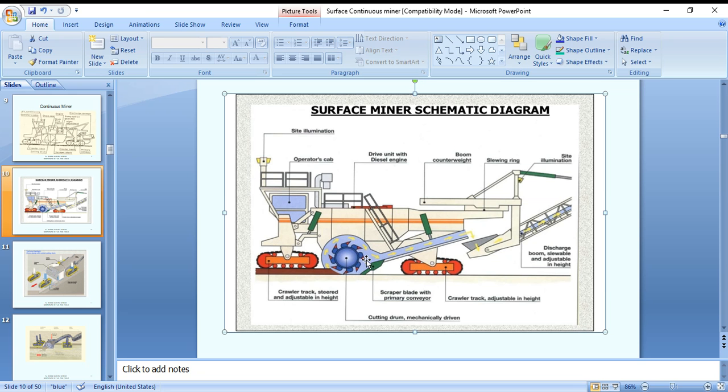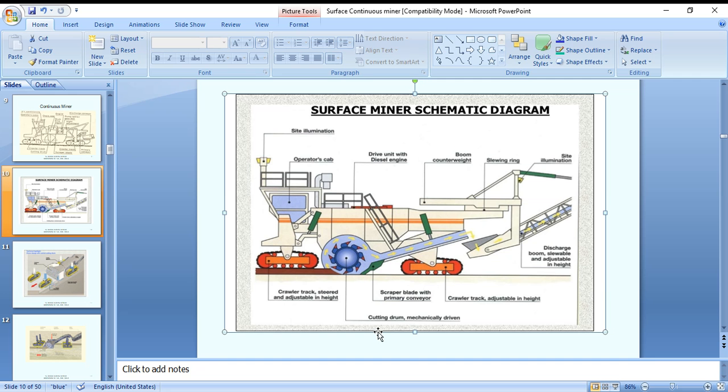So here is the drum. After cutting, the material can automatically go through scraping to this portion. This is a small bowl. Over there will be a discharging boom. Its angle can also be changed depending upon the discharging dumper heights. It is a collector, swivelable and adjustable in height. Crawler track adjustable in height.